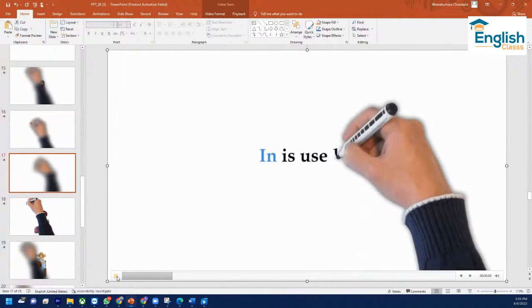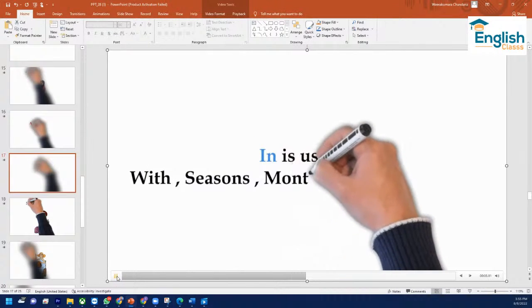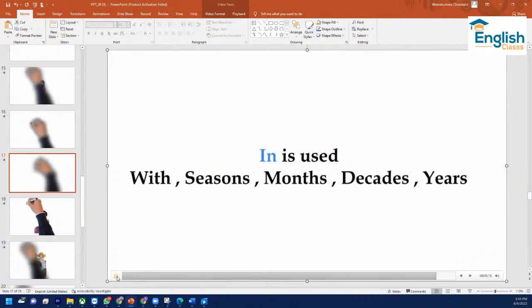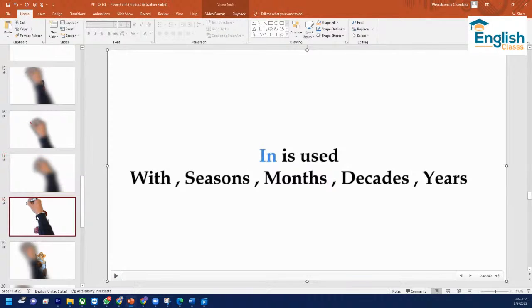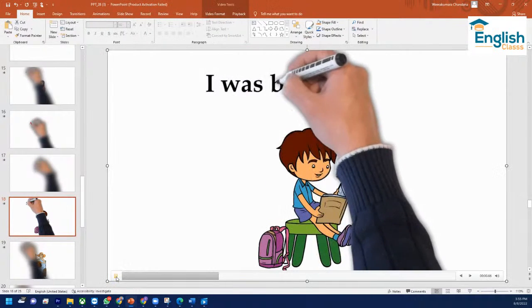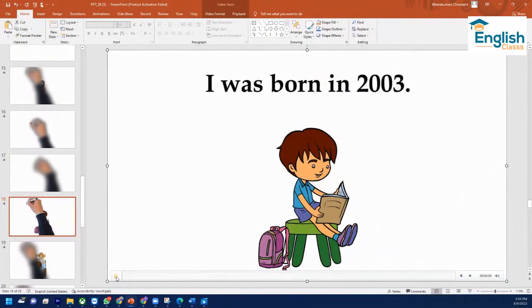Now look at this example. Now we are going to take some examples of in. In is used with seasons, months, decades, and years. I was born in 2003. In 2003.